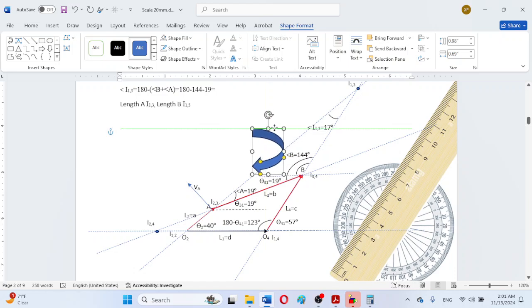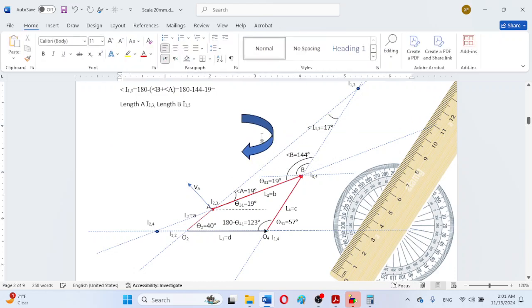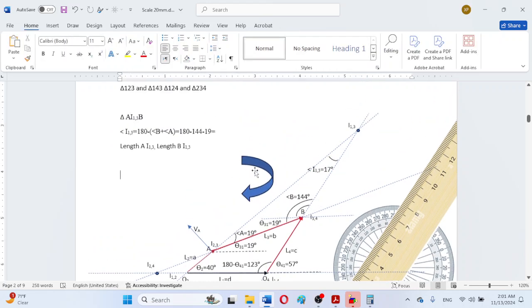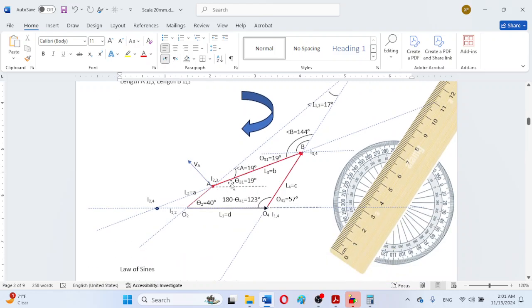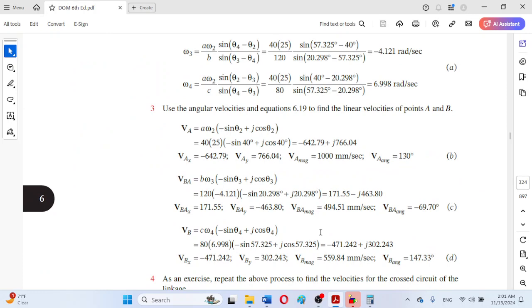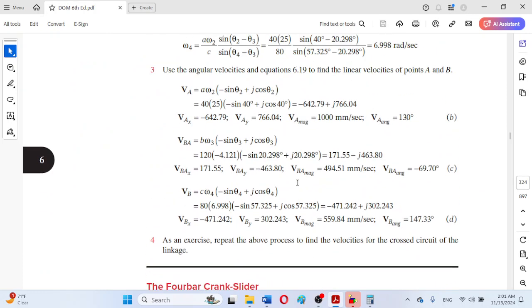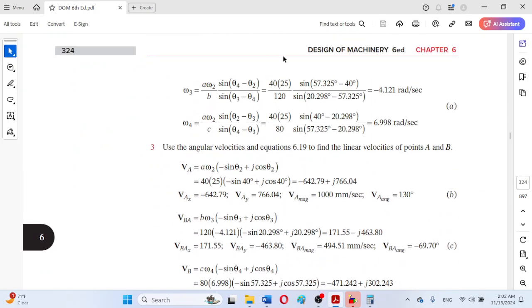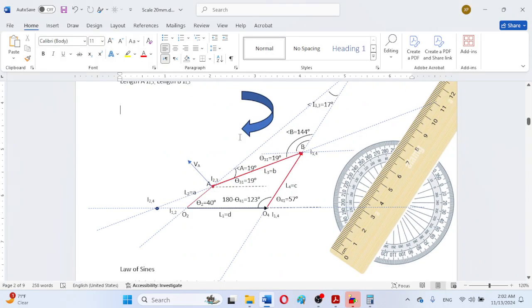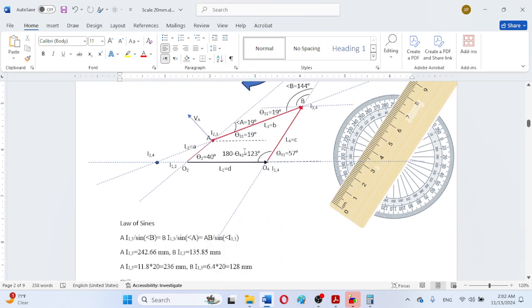This is just to make you realize that the direction of rotation of the complex motion link will be clockwise. So due to that reason, in the solution, as we can observe here, the omega 3 that has been calculated is minus 4.12. So minus denotes the direction is clockwise, as it has been shown here.